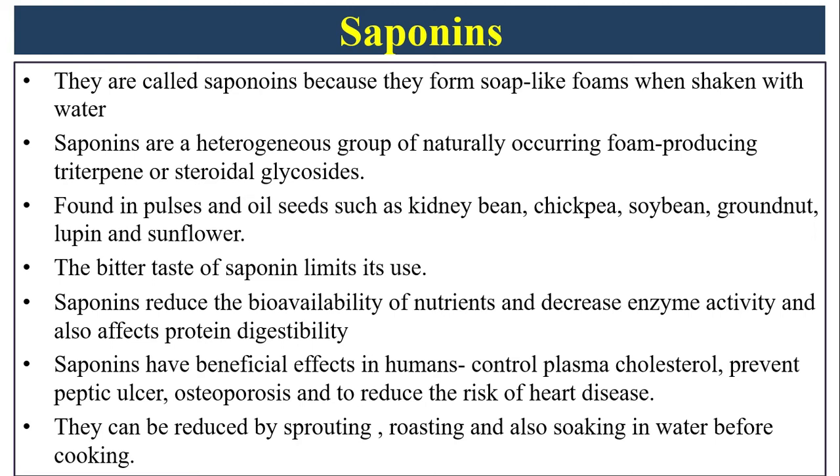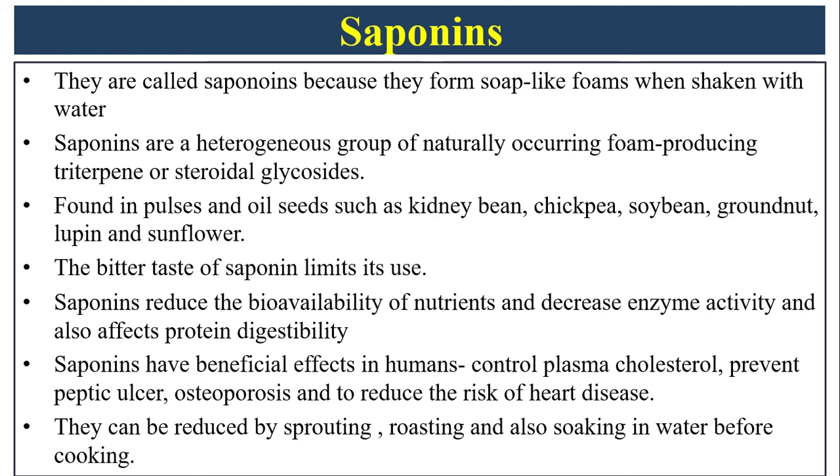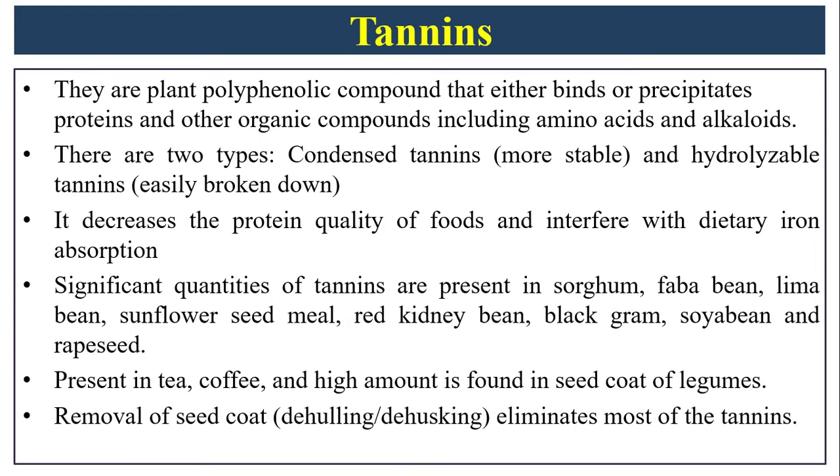Saponins reduce the bioavailability of nutrients, decrease enzyme activity, and also affect protein digestibility. Saponins also have beneficial effects in humans. They control plasma cholesterol, prevent peptic ulcer and osteoporosis, and reduce the risk of heart diseases. They can be reduced by sprouting, roasting, and soaking in water before cooking. That is all about saponins.